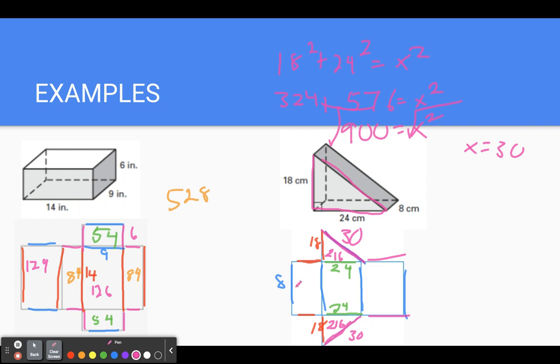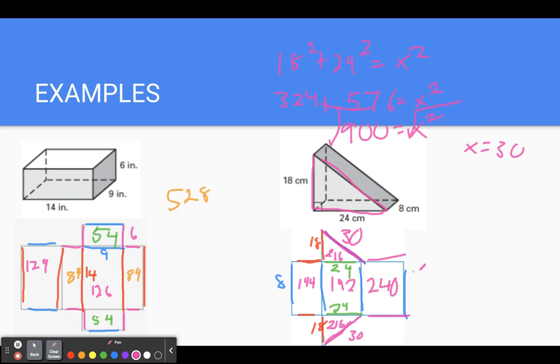Right? This rectangle here is 8 times 18. So 8 times 18 gives us 144. Right? This middle rectangle is going to be 24 times 8. All right, so 24 times 8 gives us 192. All right, and this last one over here is going to be 8 times 30. So 8 times 30 gives us 240.